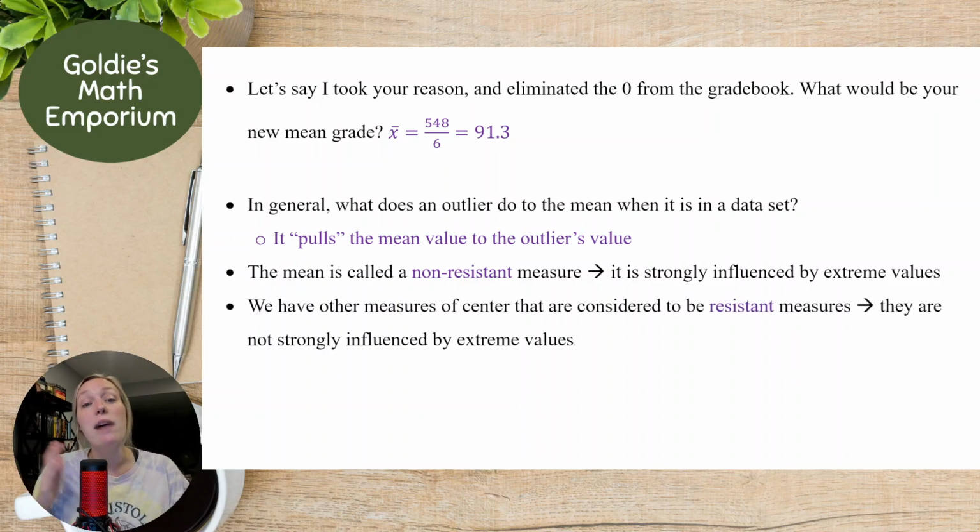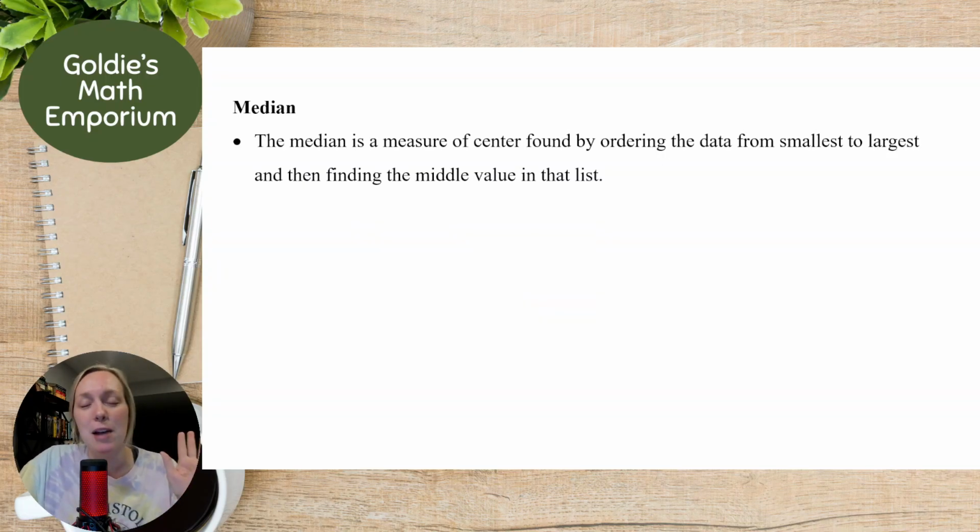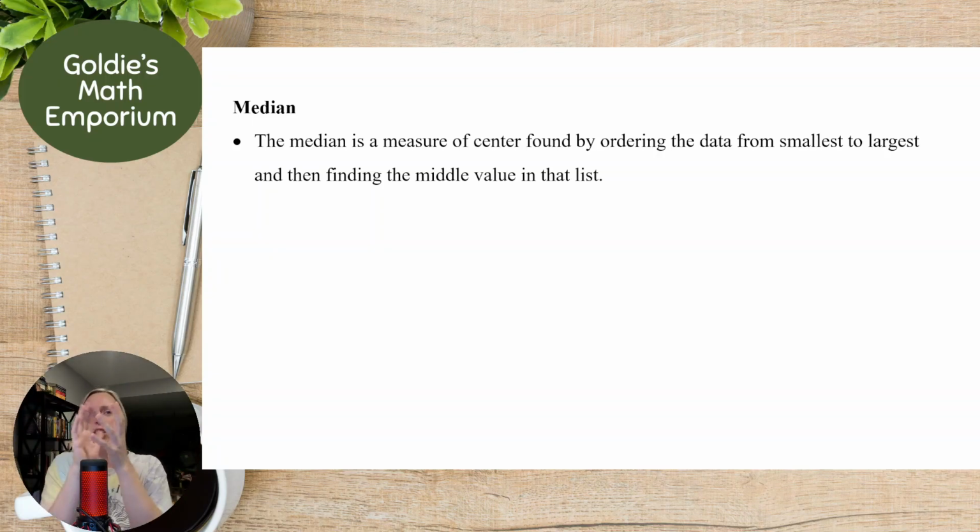Now, we have other measures of center that are considered to be resistant, that are not strongly influenced by those extreme values. And that's where our second measure of center, called the median, comes in. This might also be something you've heard before, hopefully, but no judgment if you haven't. You're learning about it right now. It's a measure of center found by ordering data from the smallest value to the largest value, and then finding the middle value in the list. Because that's kind of what a mean is supposed to do. With the mean, you want to kind of find the middle, like when we were finding the average age of teachers, 34.2 was our mean.